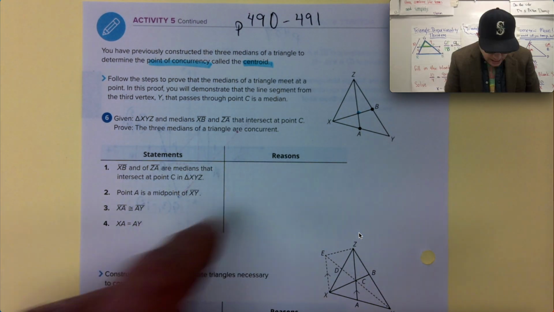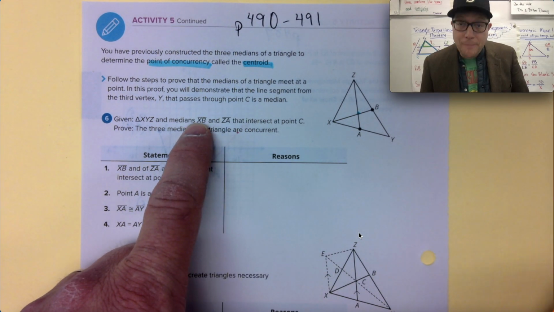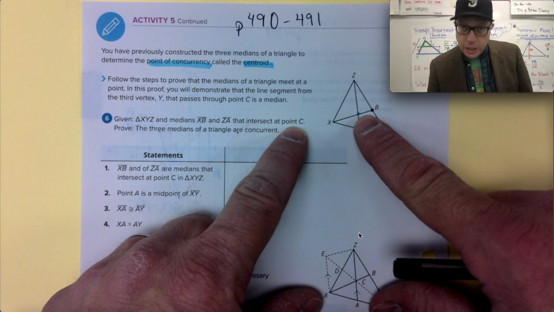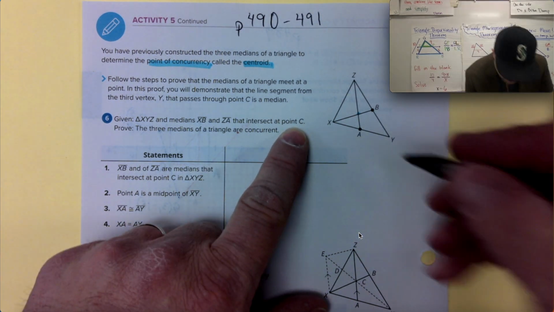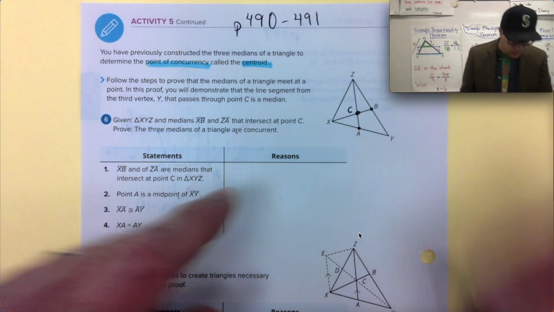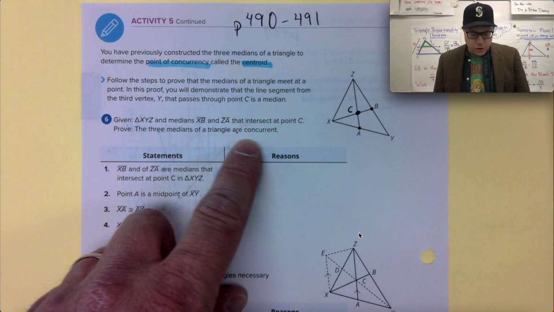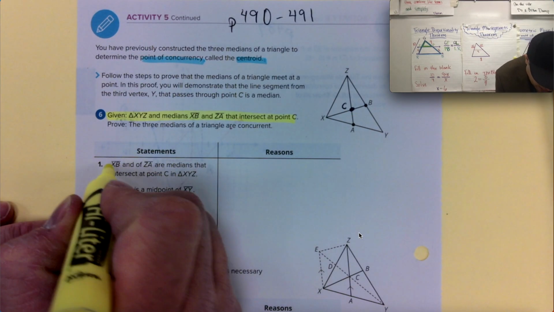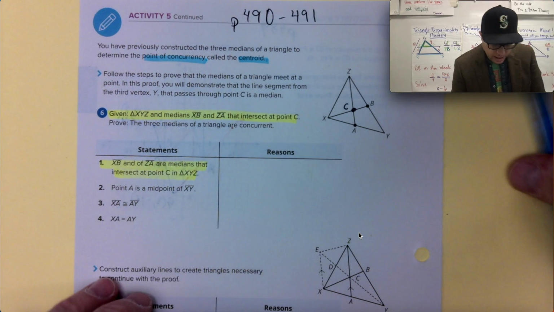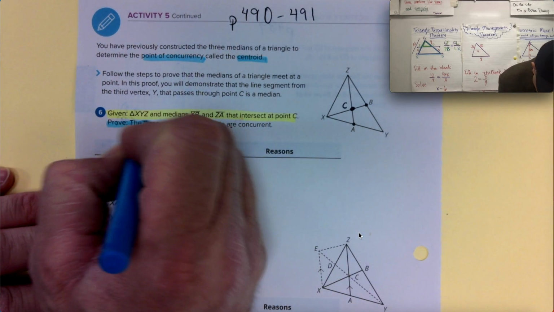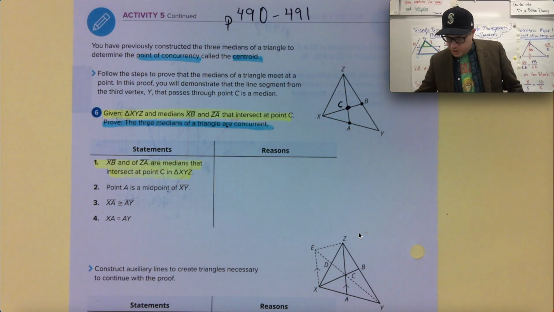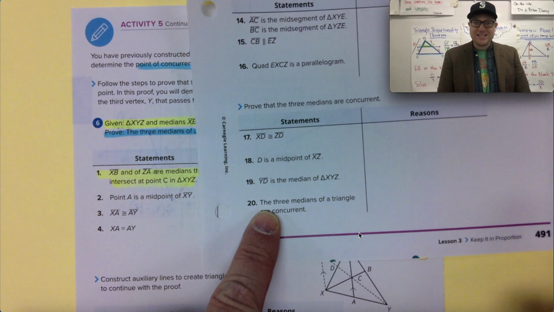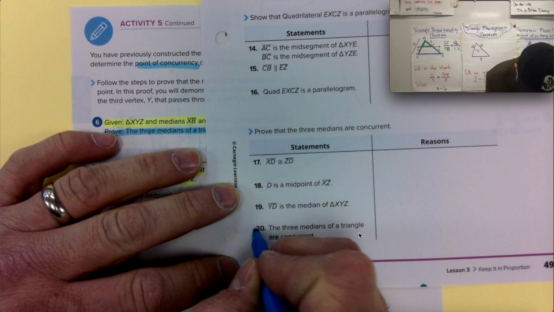Given the triangle XYZ, and there are medians XB and ZA, and they intersect at point C. Now, I don't see a point C here. Let's put that in the diagram. C. Prove the three medians of a triangle are concurrent. So we have a given, which is what we're going to start off with, and then we're going to have a prove. And the reason why I'm doing this video all in one shot for 2 pages is because on page 491, the final step is the thing that we have to prove.